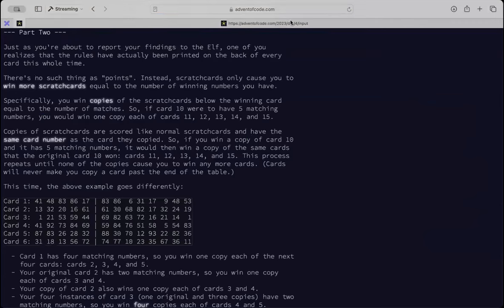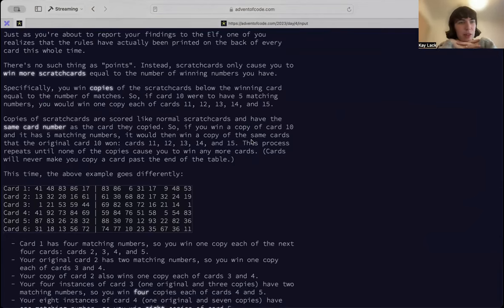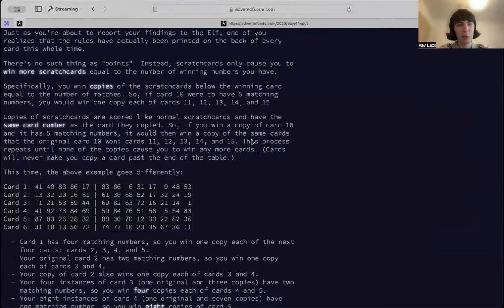Just as you're about to report your findings to the elf, one of you realizes the rules have actually been printed on the back of your card this whole time. There's no such thing as points. Instead, scratch cards only cause you to win more scratch cards equal to the number of winning numbers you have. Specifically, you win copies of the scratch cards below the winning card.